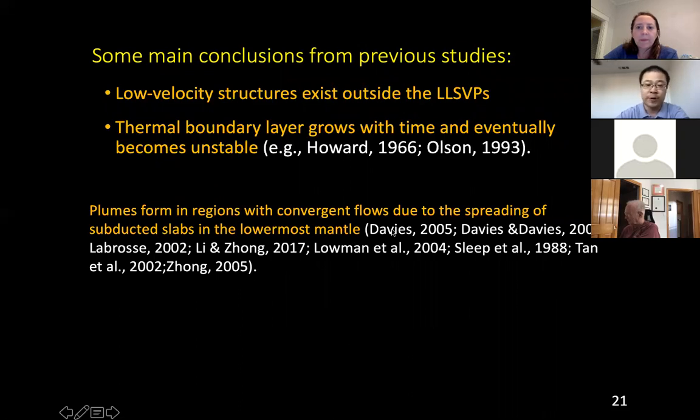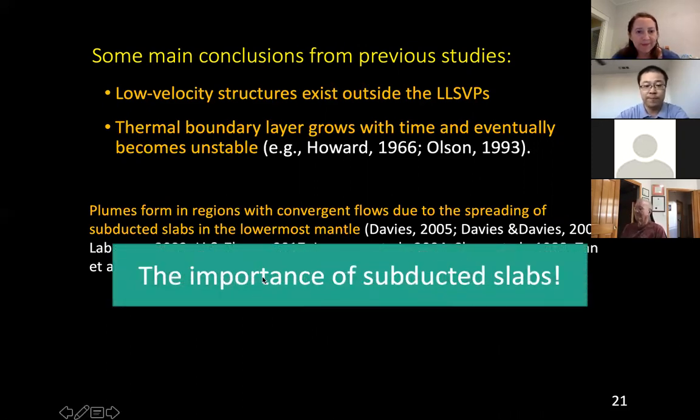So this point is very important and it is related to a very important feature, which is the subducted slabs. In order to better understand the mechanism for the formation of hot thermal anomalies, let's first examine the features of the subducted slabs because they are so important.